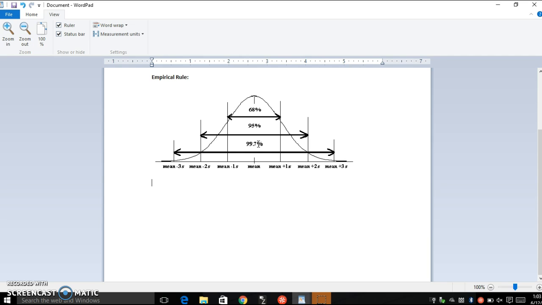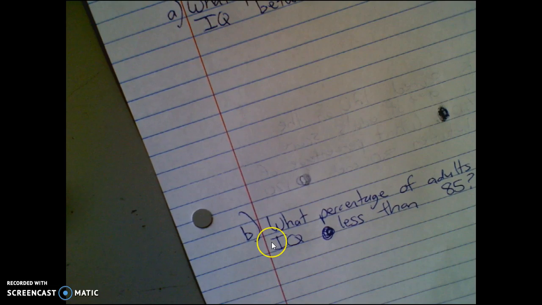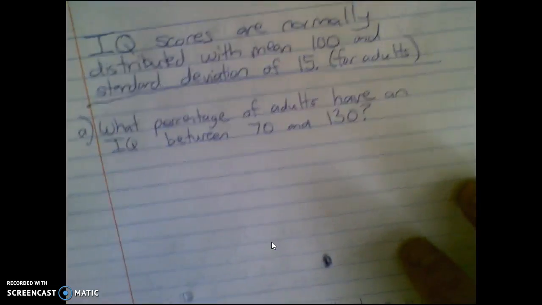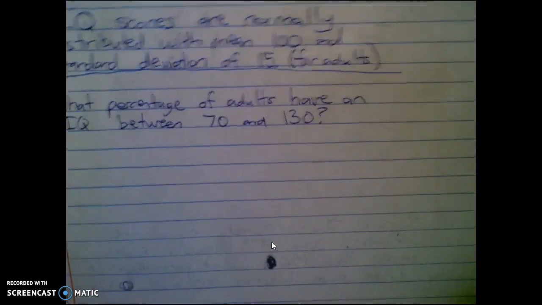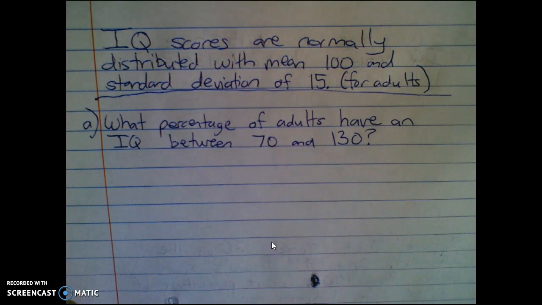So what we're going to do is apply it. Not just memorizing the numbers, but being able to apply them is important. So I have a problem. The problem is about IQ scores, and I'm going to run through 6 different examples with the same problem. IQ scores are normally distributed. The mean is 100 and the standard deviation is 15.